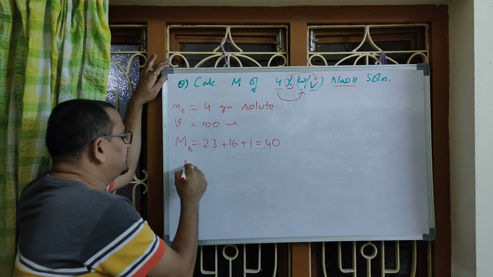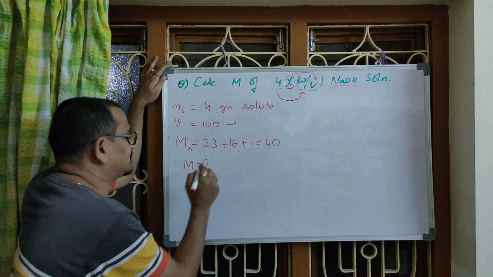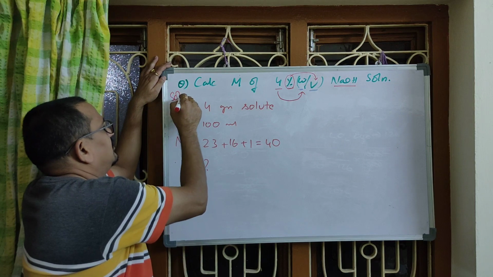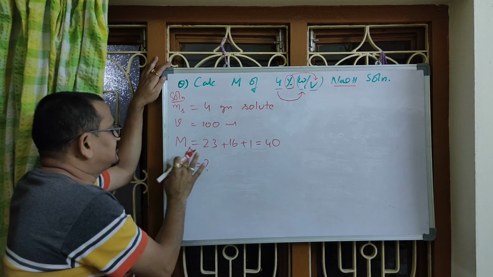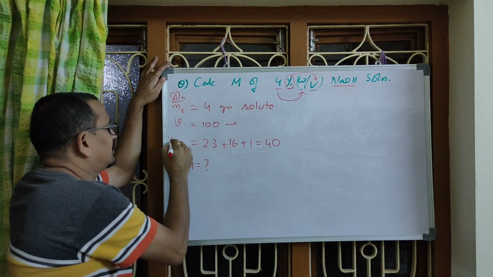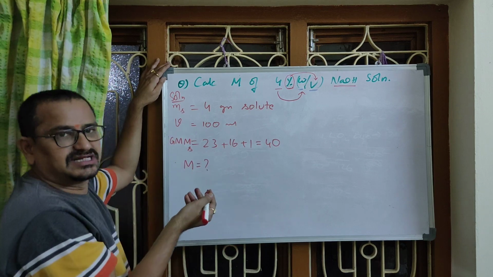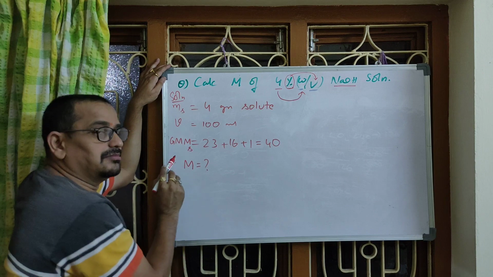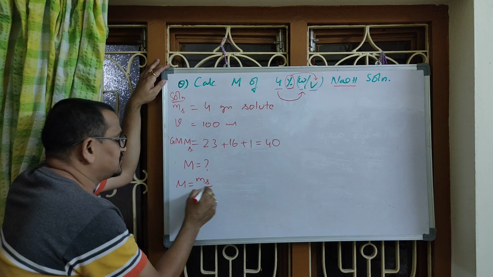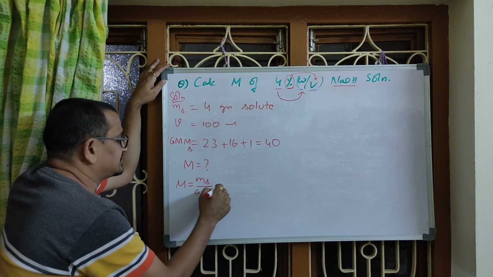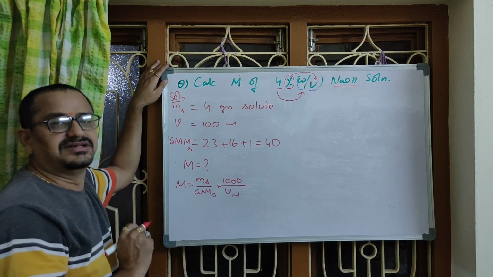And then what we have to find? Molarity. This is the question. This is step 1. What is step 2? Relating the asked value and this gram molecular mass of solute. Now what is molarity? That's what we have to find. The formula is molarity equals mass of solute by gram molecular mass of solute into 1000 by volume of solution in milliliters.